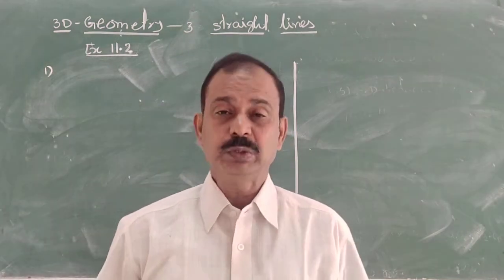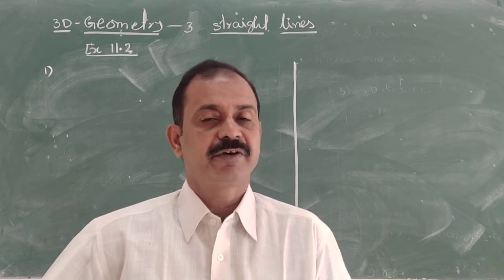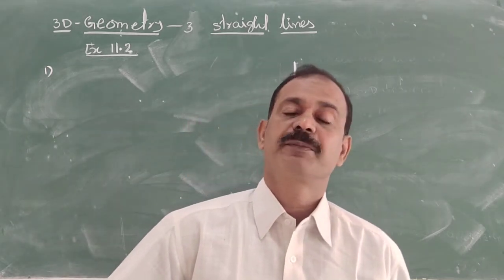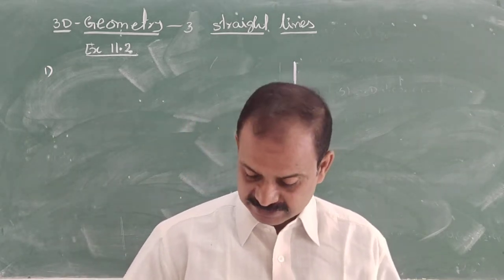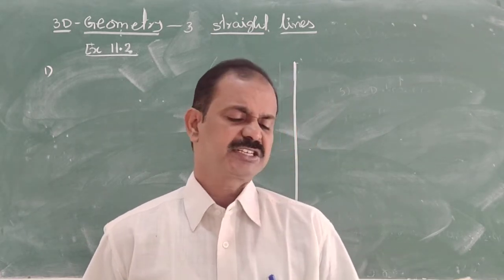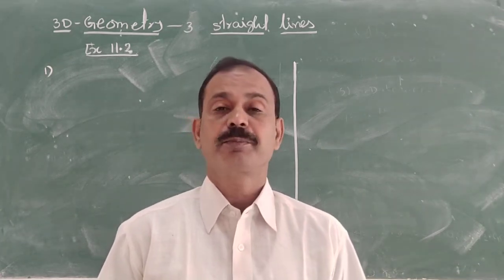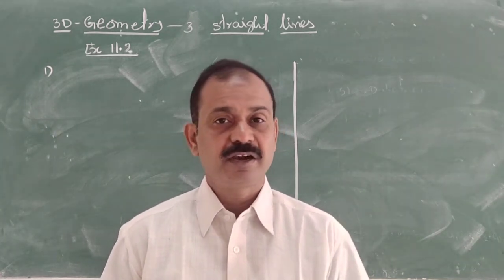So in the last video we have seen the concept of straight lines. Now in this session we will see the problems on straight lines. So first, in exercise 11.2: show that the three lines with the given direction cosines are mutually perpendicular.